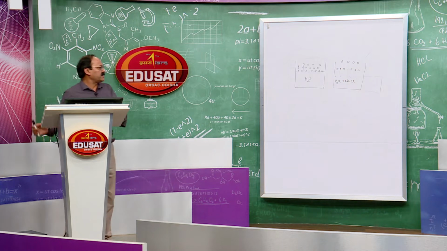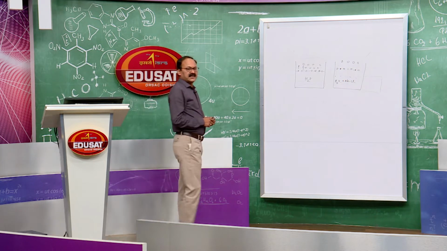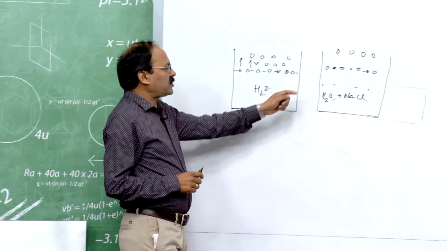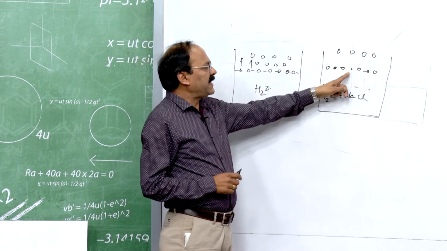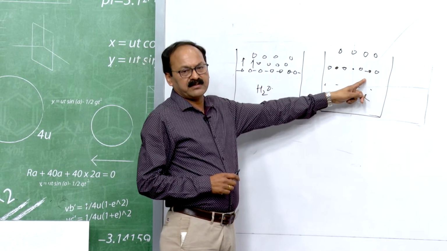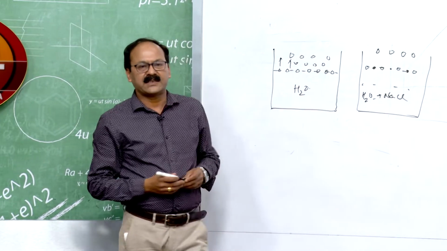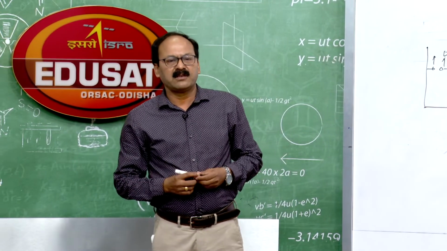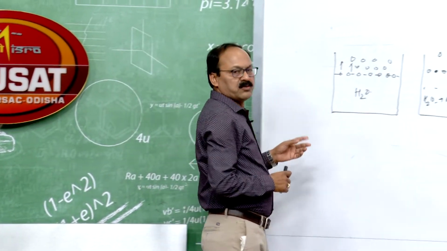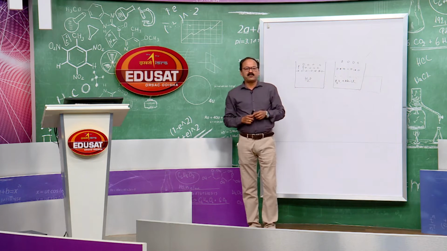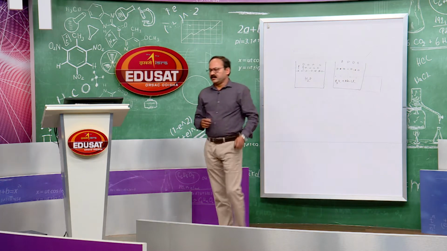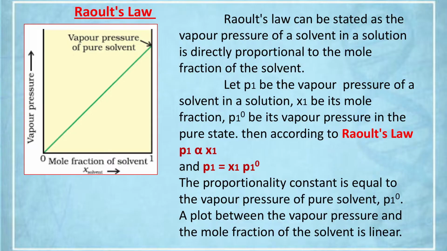Why is the vapor pressure decreasing? The vapor pressure is decreasing because some of the solute molecules will be present on the surface of the solvent. As a result, fewer solvent molecules will evaporate. As fewer solvent molecules evaporate, the vapor pressure will be less. To describe this, Raoult gave a law that is called Raoult's law. We'll go for Raoult's law.